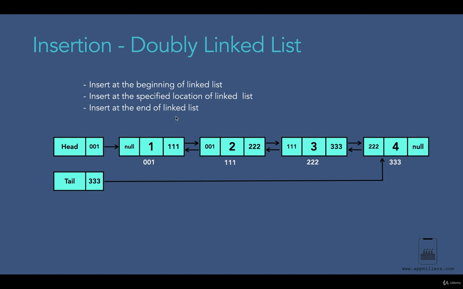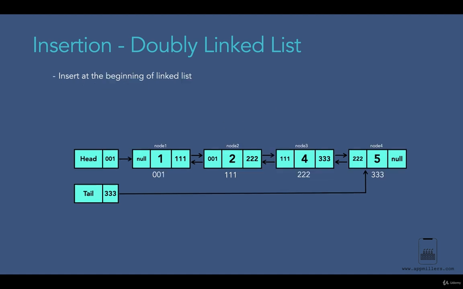So we can insert a node at the beginning of the double linked list, we can insert a node at a specified location in the double linked list, and we can insert a node at the end of the double linked list. So these are the three different cases we need to deal with. Let's get started by adding a node at the beginning of the double linked list.